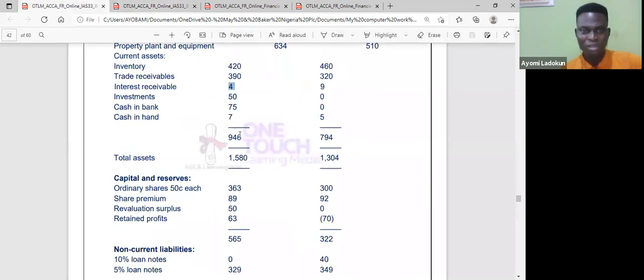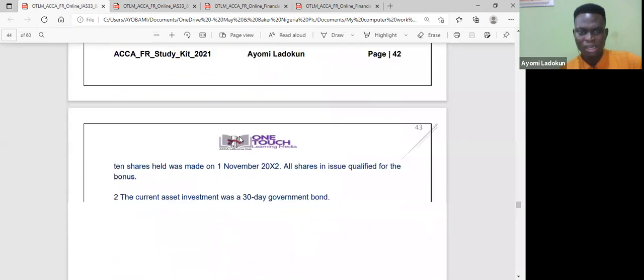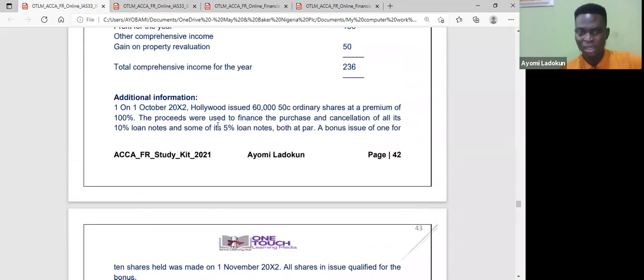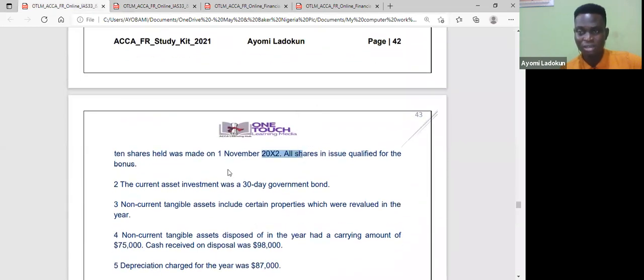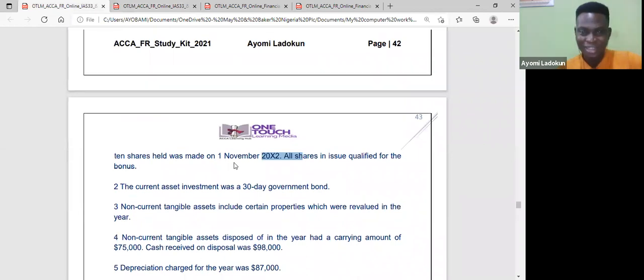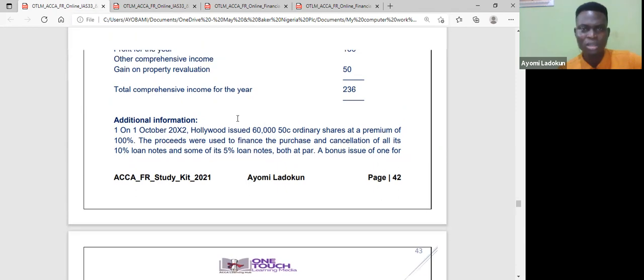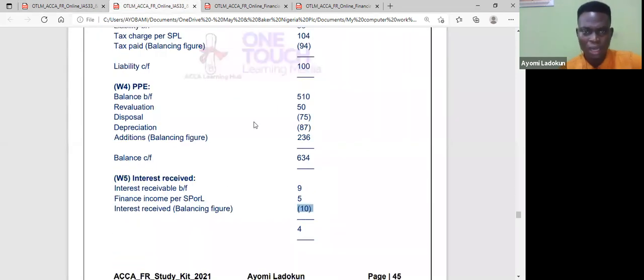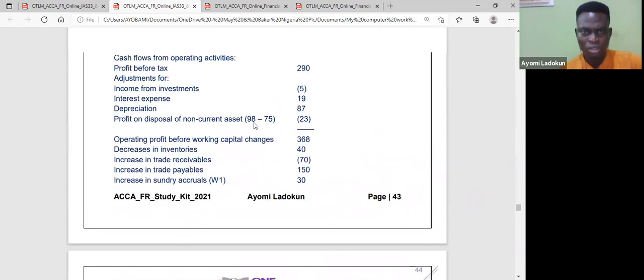If you notice in the question, the examiner tries to catch you off guard. Information here might relate to EPS, but I don't have to use that in my adjustment. I only use it when I get into my financing activity. Is that okay? All right. So from there, you can now go to your statement of cash flows.